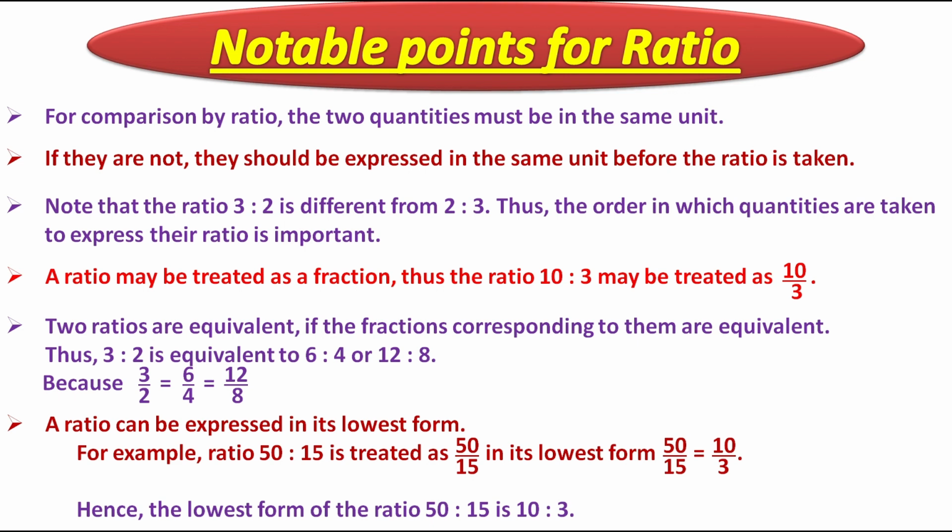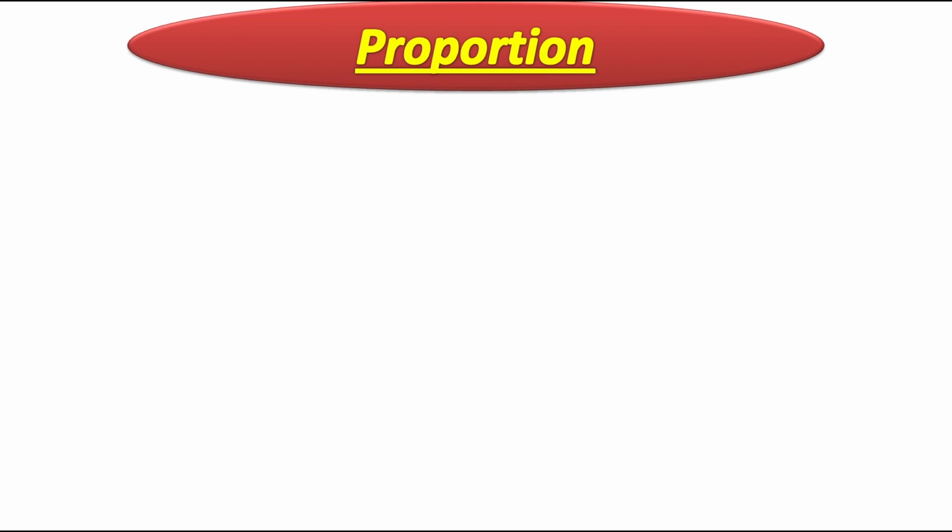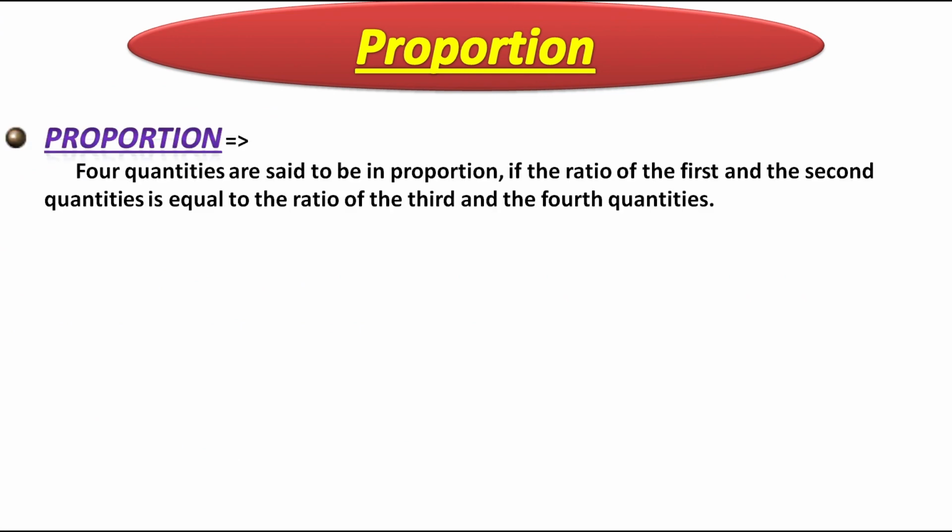Now we will move towards proportion. Proportion, four quantities. Here four quantities are said to be in proportion. In a ratio we had two quantities, but here we have four quantities. Four quantities are said to be in proportion if the ratio of the first and the second quantity is equal to the ratio of the third and the fourth quantity.